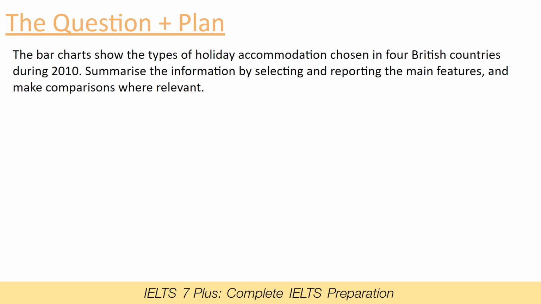The bar charts show the types of holiday accommodation chosen in 4 British countries during 2010. Summarise the information by selecting and reporting the main features and make comparisons where relevant.